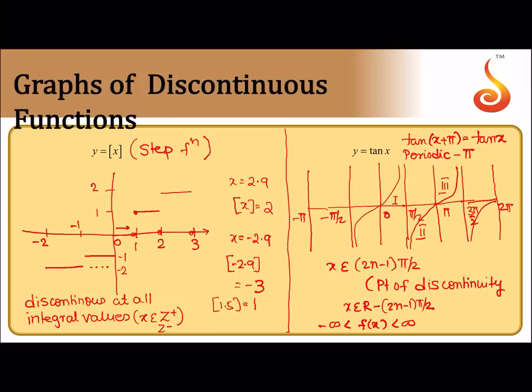So tan x is discontinuous at all (2n minus 1) times pi by 2. What's the domain? x belongs to real numbers minus (2n minus 1) pi by 2. f of x ranges from minus infinity to plus infinity. Tan x is positive in the first quadrant, negative in the second quadrant, positive in the third quadrant, negative in the fourth quadrant. And tan x is periodic with period pi. All this information is useful in the coming chapters. So very, very important. Please write down the domain and range.